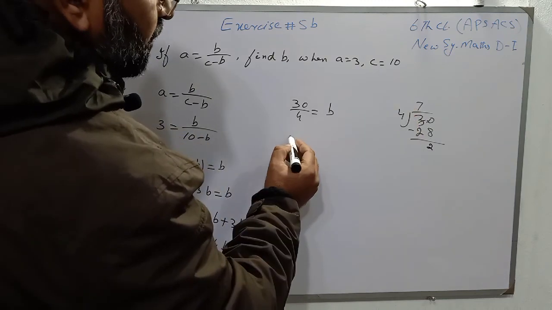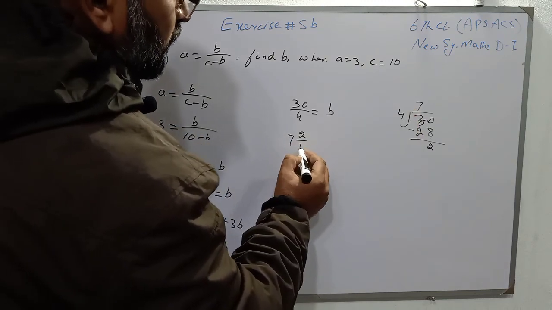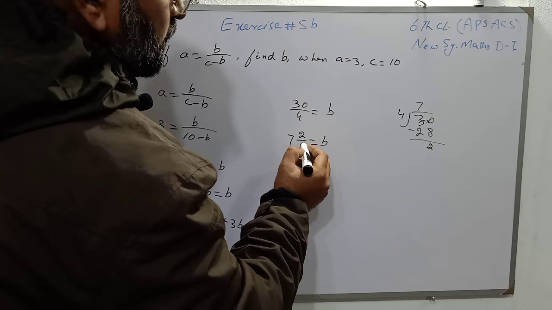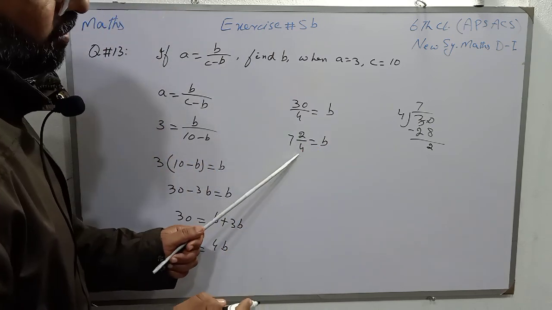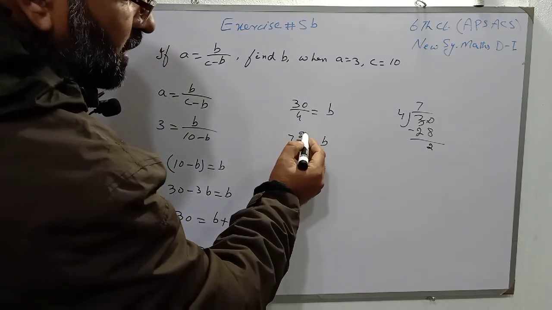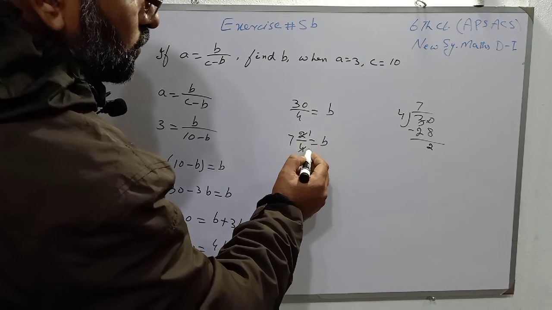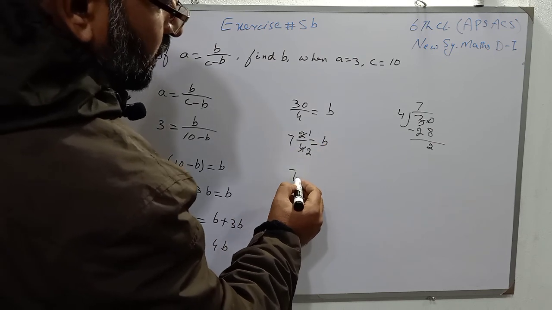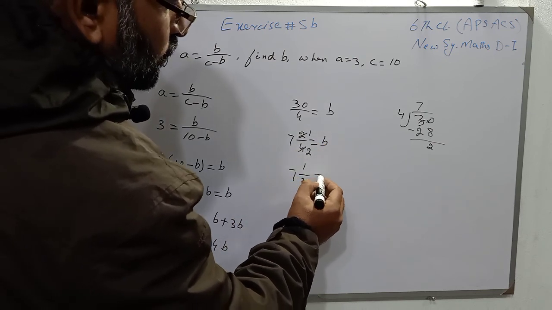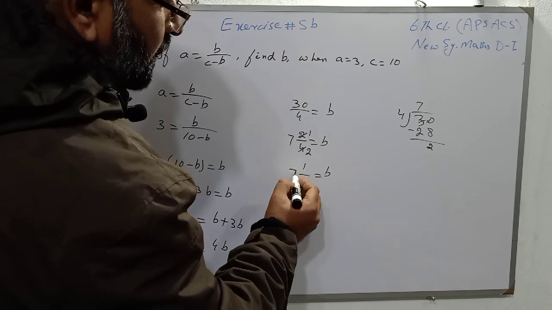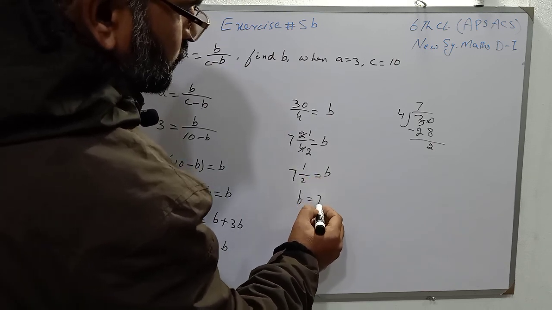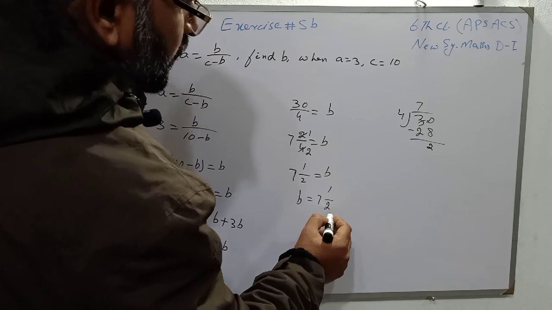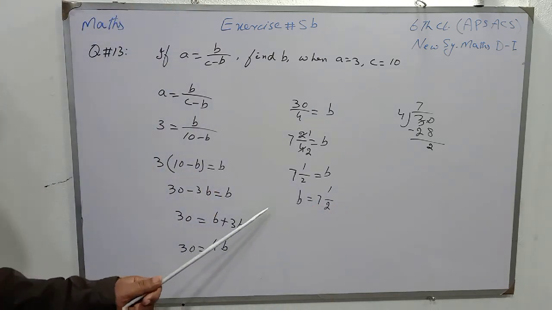And it is written as 7 whole number 2 over 4 is equal to B. 2 and 4, numerator and denominator, can be cancelled with the table of 2. So 2 1s are 2, 2 2s are 4. 7 whole number 1 over 2 is equal to B, or B is equal to 7 whole number 1 over 2, and that is the value of B.